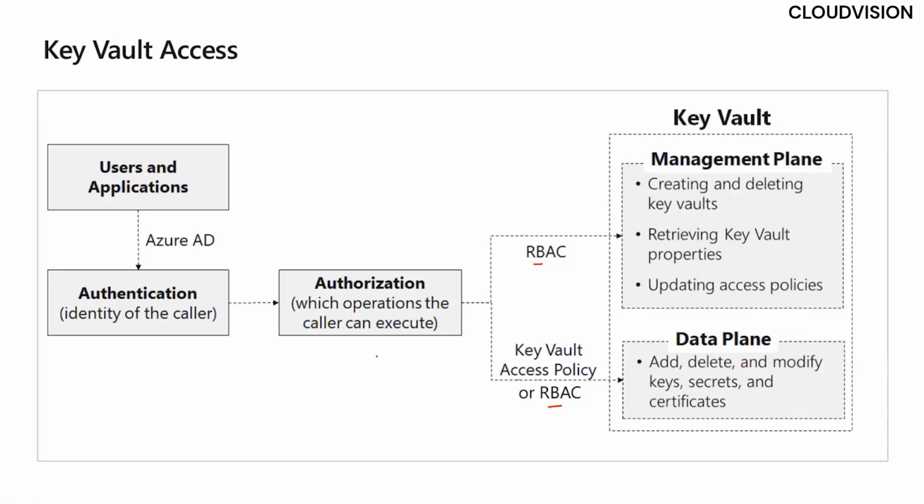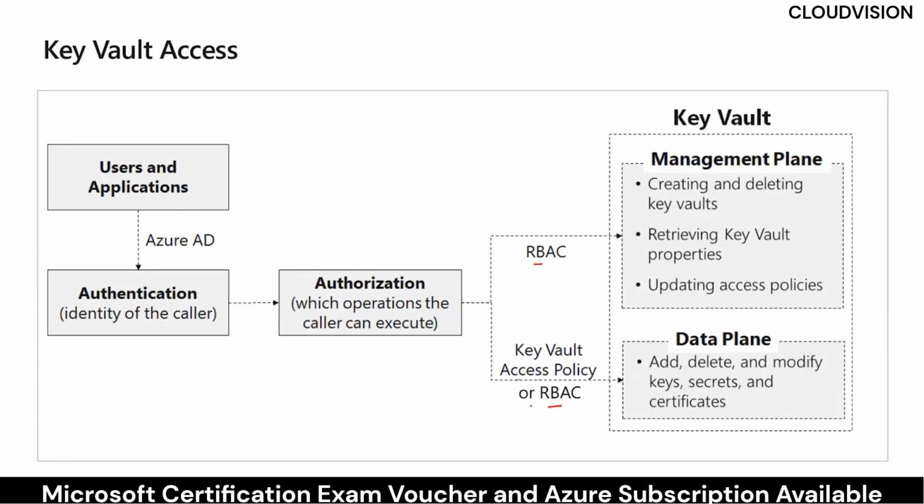But here we have one more thing. We have another option called key vault access policies. The key vault access policy works with the data plane. It doesn't work with the management plane. On the data plane, you do have two options. The key vault access policy gives you a granular set of permissions to apply the rights on the data plane. These options you have to define while setting up the key vault itself.